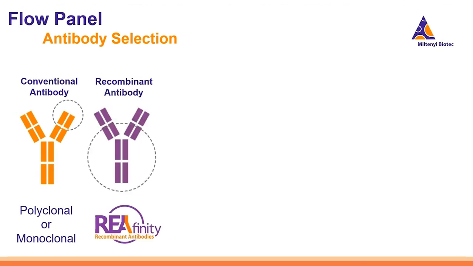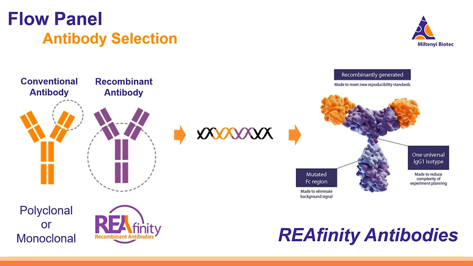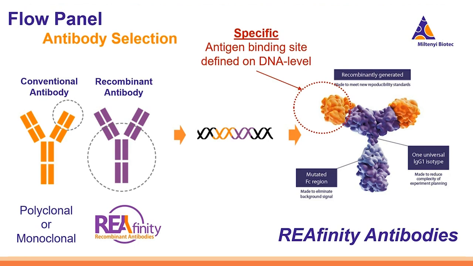And now we have what's called recombinant antibodies. And these are recombinantly engineered antibodies to have the same high purity and lot-to-lot consistency. And these are recombinantly engineered to have no FC receptors, so you won't have to do any sort of FC binding. They have a very specific antigen binding site that is defined on the DNA level, and we're going to talk about isotypes. They have the same universal isotype control because it has that same FC region. So these are kind of the next evolution of antibodies to give you lot-to-lot consistency and purity.